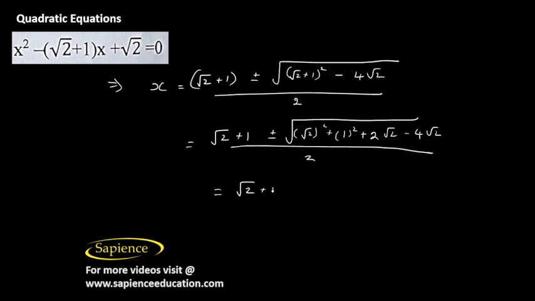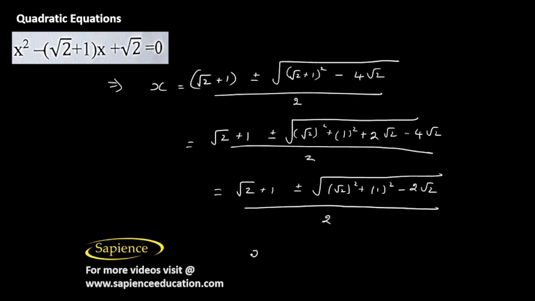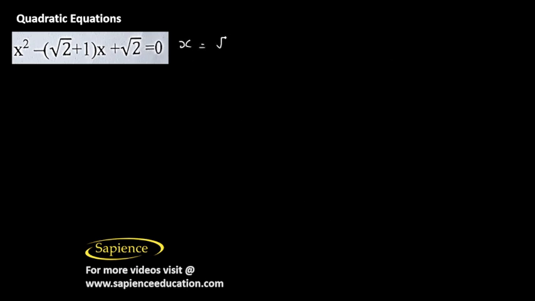This is equal to root 2 plus 1 plus or minus square root of root 2 square plus 1 square, and just like the last question, plus 2 root 2 minus 4 root 2 will become minus 2 root 2, and we can write it as root 2 minus 1 whole square. This is what I'm going to do in the next step. Root 2 plus 1 plus or minus square root of root 2 minus 1 whole square divided by 2. Root 2 minus 1 whole square is under a square root, so we can remove the square root now. So value of x is root 2 plus 1 plus or minus root 2 minus 1 divided by 2.